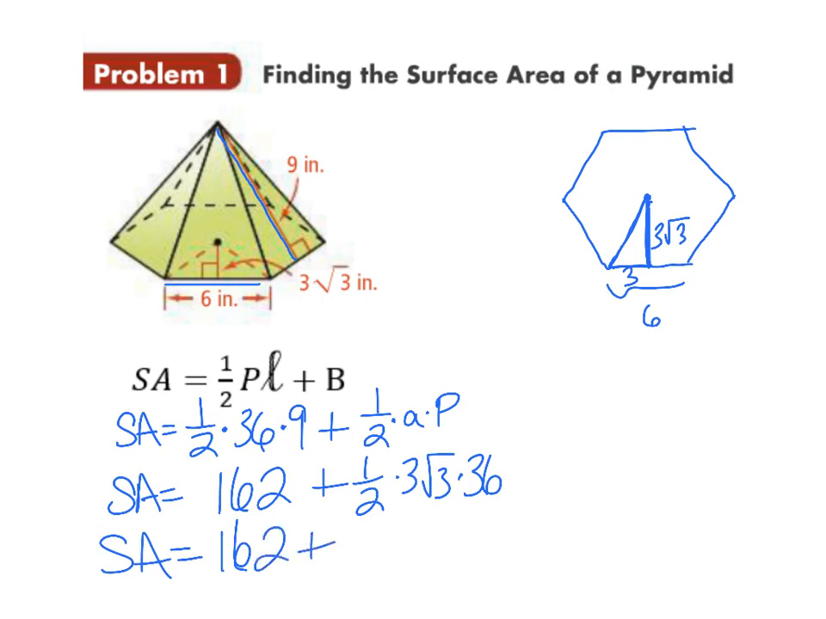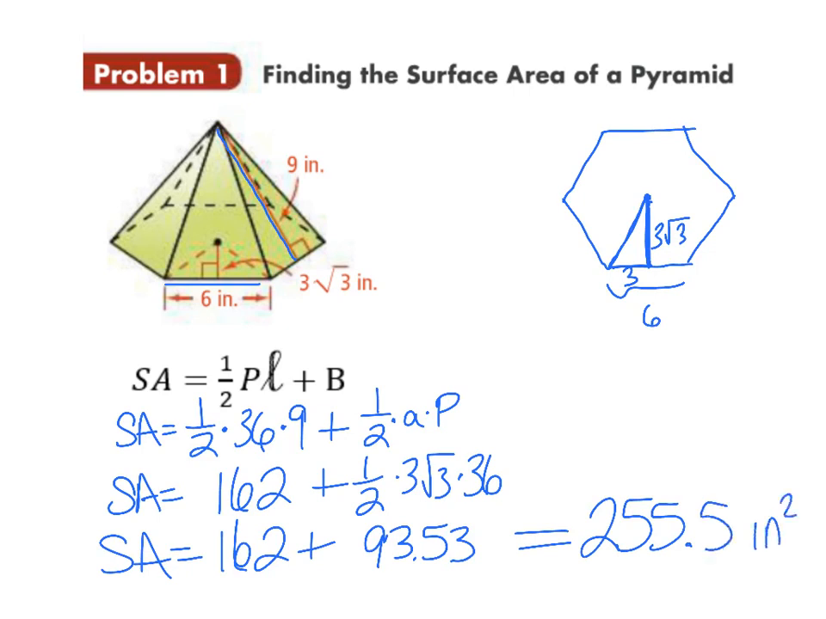Now I'm going to multiply this all together. So in my calculator, I'm going to type 0.5 times 3 times the square root of 3, close that parenthesis, times 36. And all of that gets me a decimal of 93.53. I'm going to just push plus 162. And there I have it, 255, and I'll round to the 10th, 0.5 inches squared.